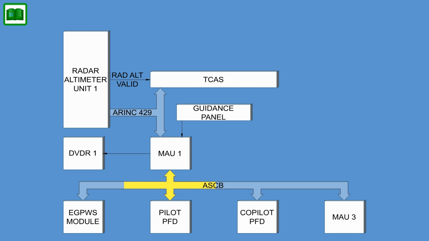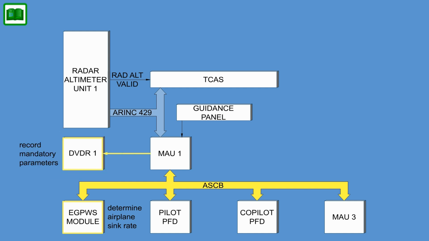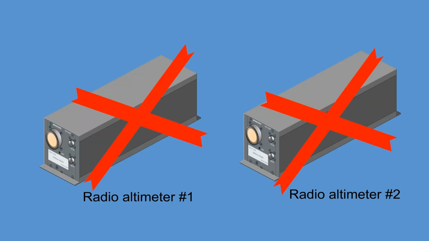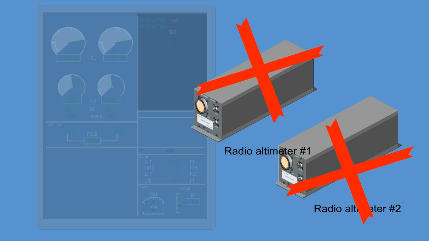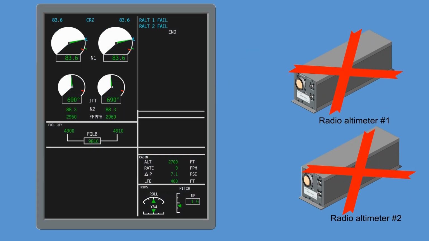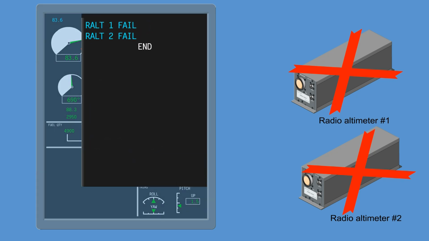In addition, other interfaces are performed, such as with the EGPWS system to determine airplane sink rate variation, with the DVDR system in order to record mandatory parameters. When one or both of the radio altimeters has failed, the associated CAS message, radio altimeter 1 fail, or radio altimeter 2 fail, is displayed on the IESS display.